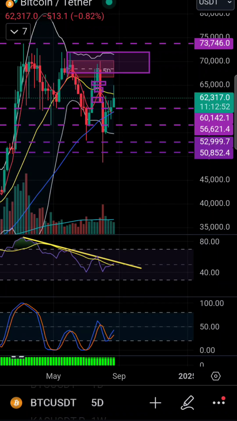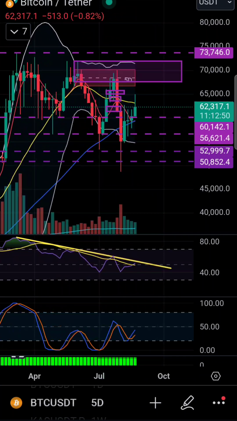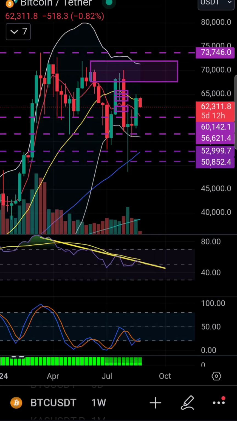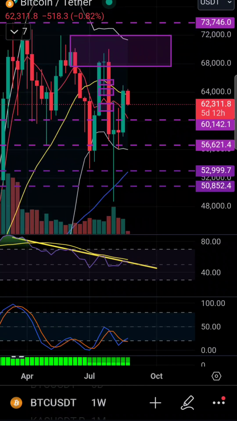So if you've noticed, this is my pullback strategy chart that I have loaded right here with my RSI and my stochastic. Let's jump to the weekly time frame real quick. So I'm using these key levels. This price will look different than my other chart that I usually have loaded because this is one of my actual trading charts.